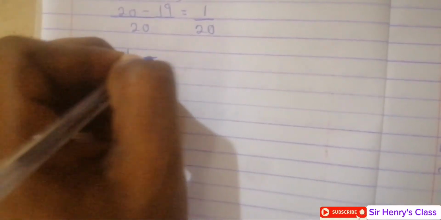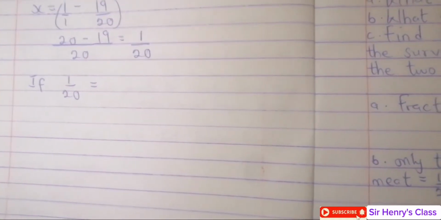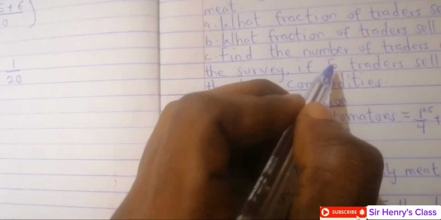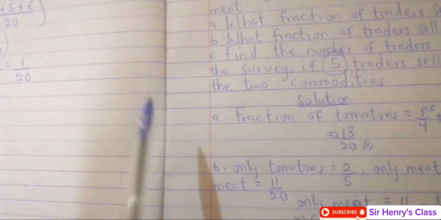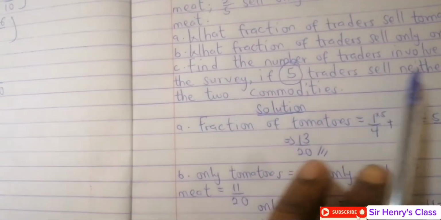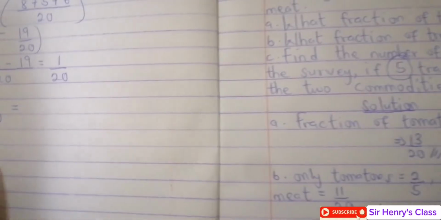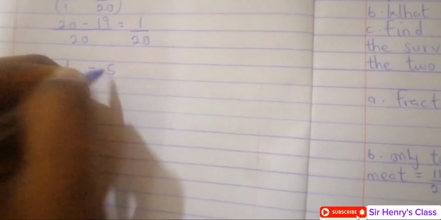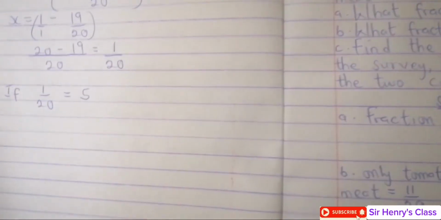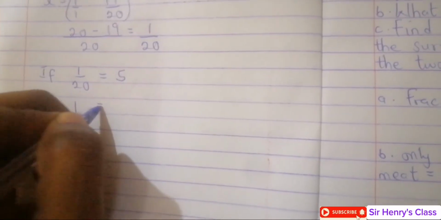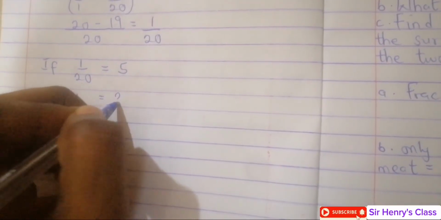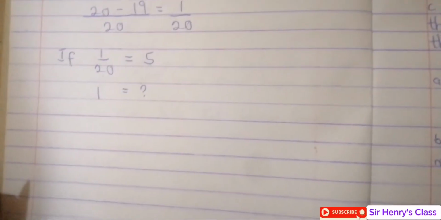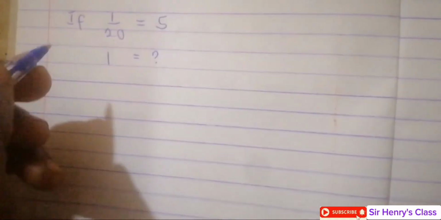So we'll say if 1 over 20, which is neither tomatoes nor meat, is equal to 5. Why 5? Because it says that 5 traders sell neither of the two commodities, and the fraction representing neither of the two commodities is 1 over 20. So if 1 over 20 is 5, then it says, find the number of traders. The total number is 1, which is the total fraction, and we don't know that. So if 1 over 20 is giving us 5, 1 will give us more, because 1 is greater than 1 over 20. So if more, let's divide.